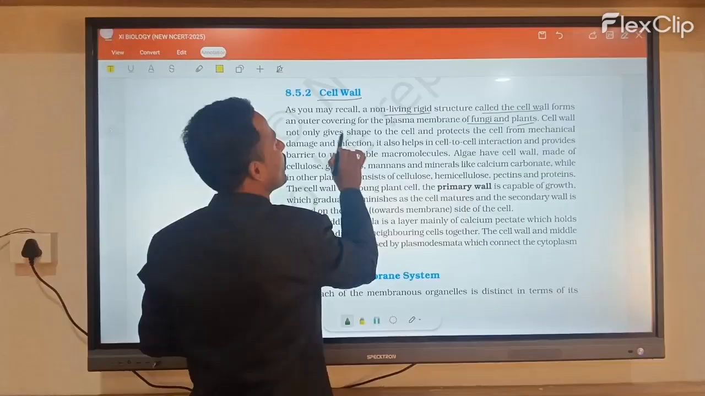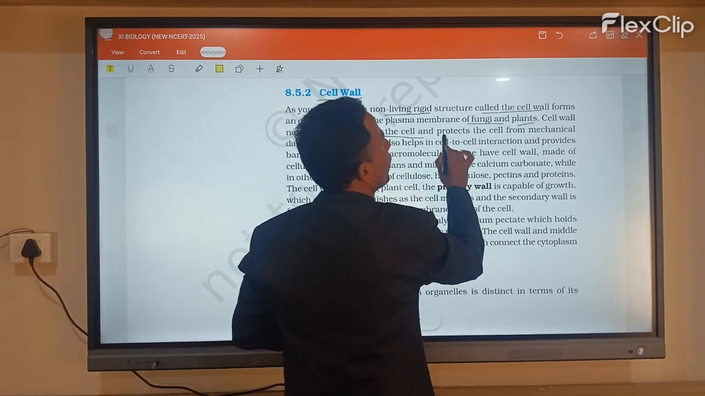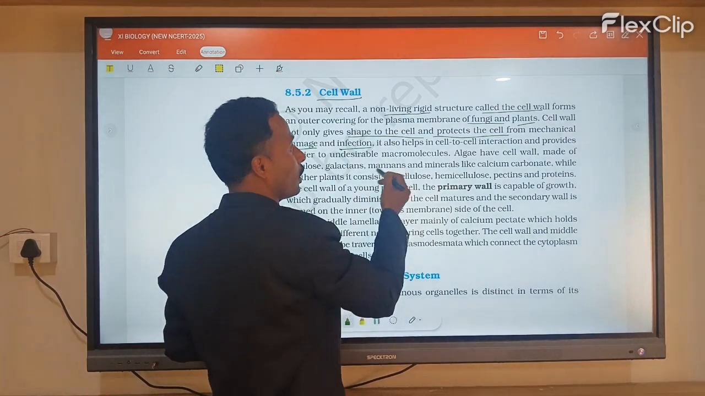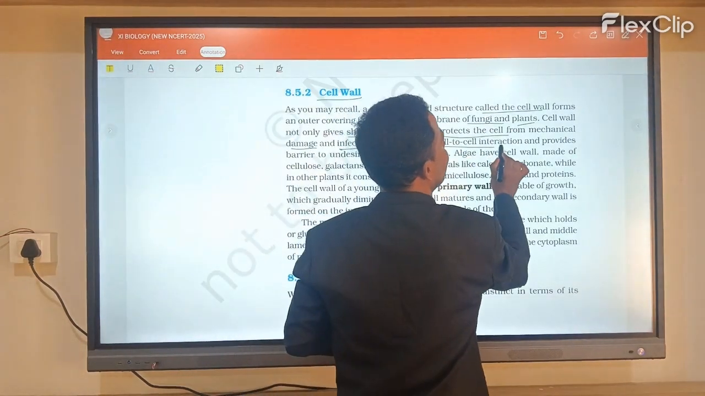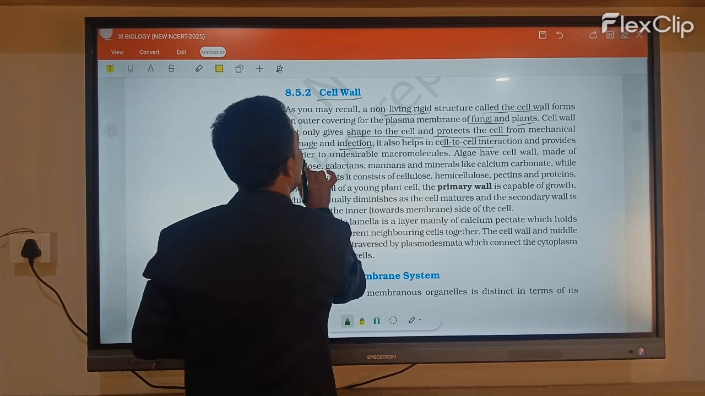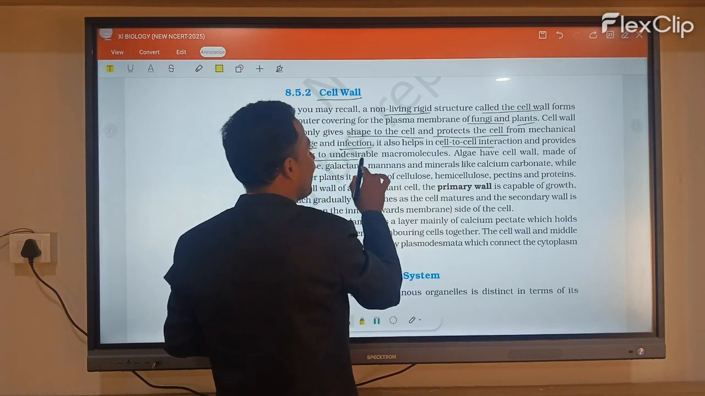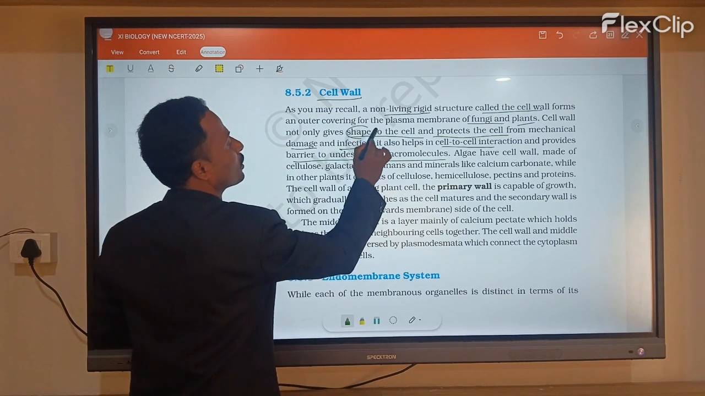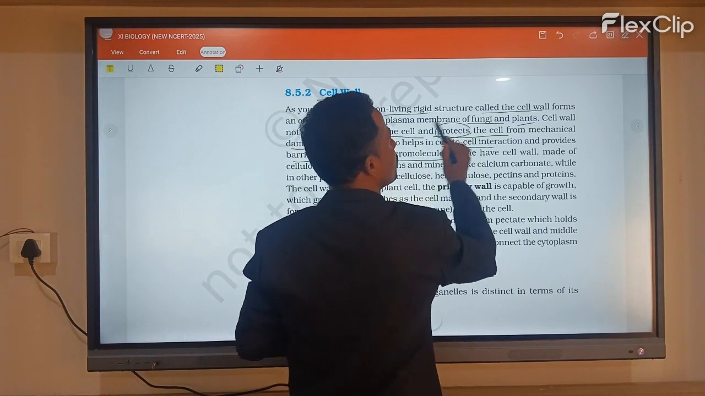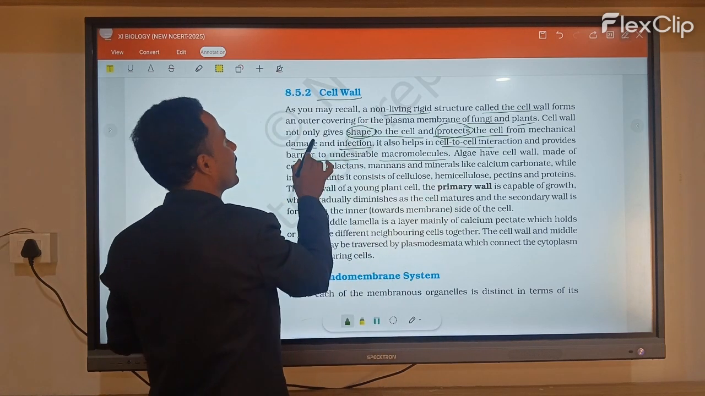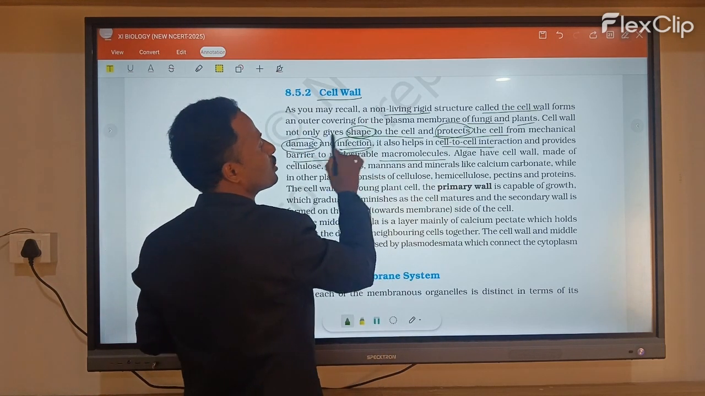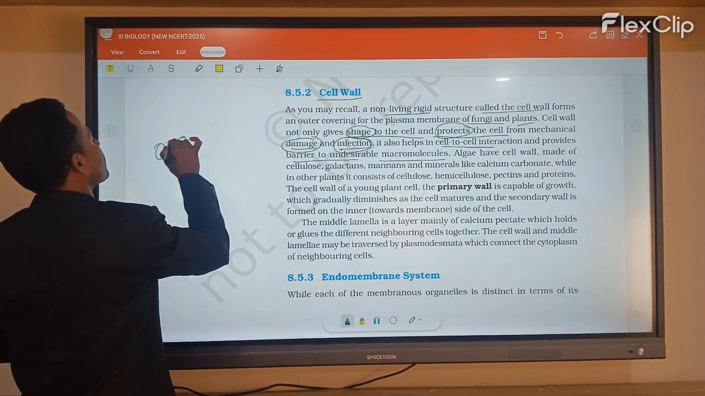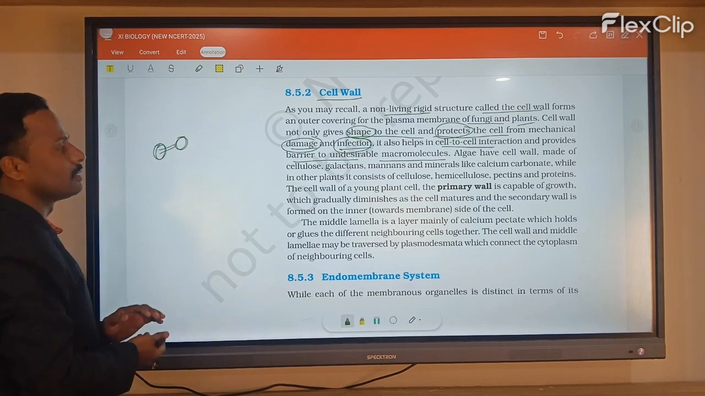The cell wall not only gives shape to the cell and protects the cell from mechanical damage and infection, it also helps in cell to cell interconnections and provides a barrier to undesirable macromolecules. So it gives a particular shape, it gives protection from mechanical damage and infection, and it also gives cell to cell interconnections.